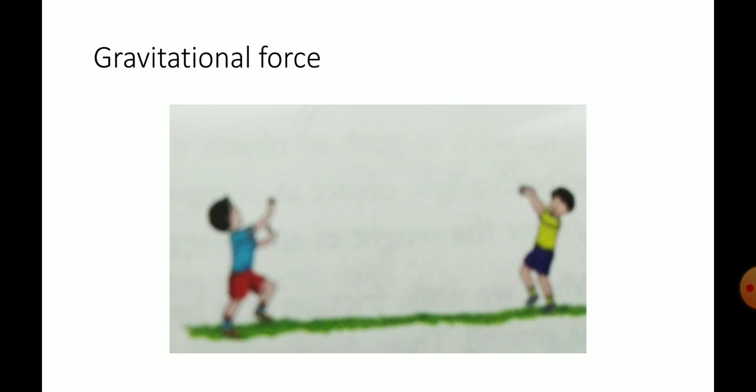And the second kind of force is gravitational force. What happens when we throw a ball up in the sky? We observe that the ball comes back and falls to the ground. This happens because Earth pulls every object towards itself. This force with which Earth attracts all the objects towards itself is called gravitational force. So it is because of the gravitational force of Earth that we are kept attached to the ground.